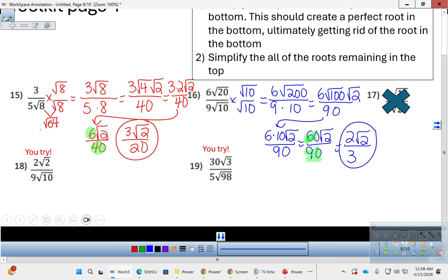Alright, so you guys try 18, 19. Save us some time from doing like that big column in the page, and let's just try 2 on your own.